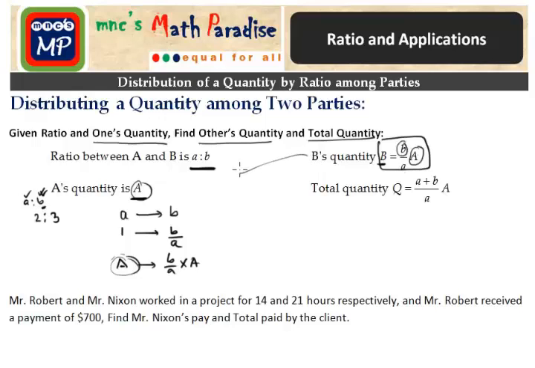Say B's quantity is given and we need to find A's quantity. Then A equals B's quantity, divided by B and then multiplied by A. Then we will get A's quantity. So if A's quantity is given, it will be divided by its corresponding ratio and multiplied by B's ratio to find B. If B is given, alternatively, then B's quantity will be divided by its corresponding ratio and multiplied by A's ratio to find A's quantity.